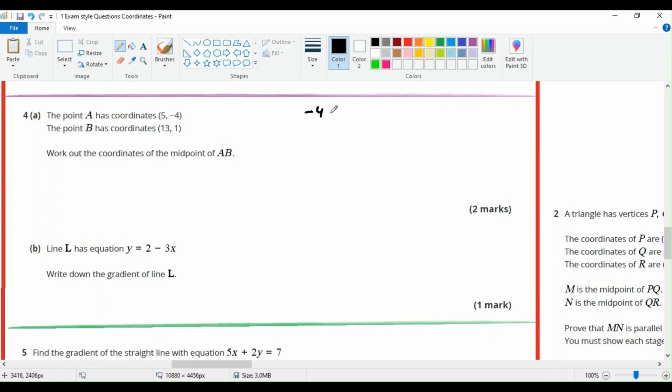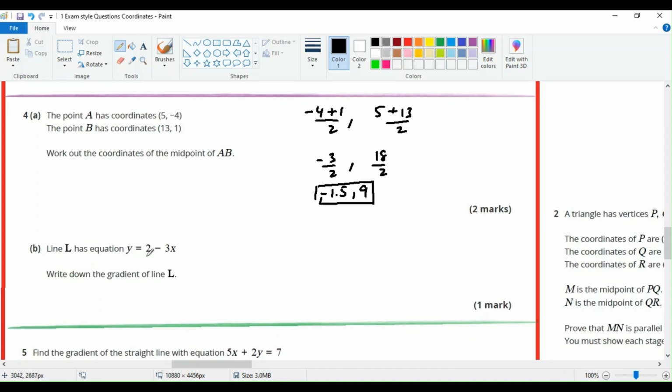That means addition of y minus 4 minus 1 over 2 and 5 plus 13 over 2. That means this is giving us minus 3 over 2, and this is 18 over 2. That means this is negative 1.5 and 9. This is the midpoint of the line AB.